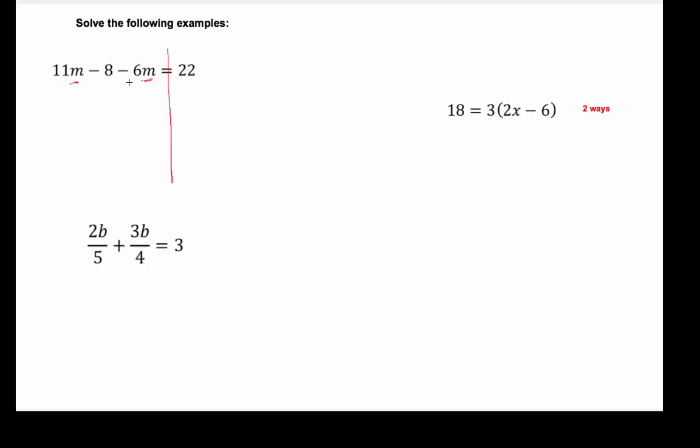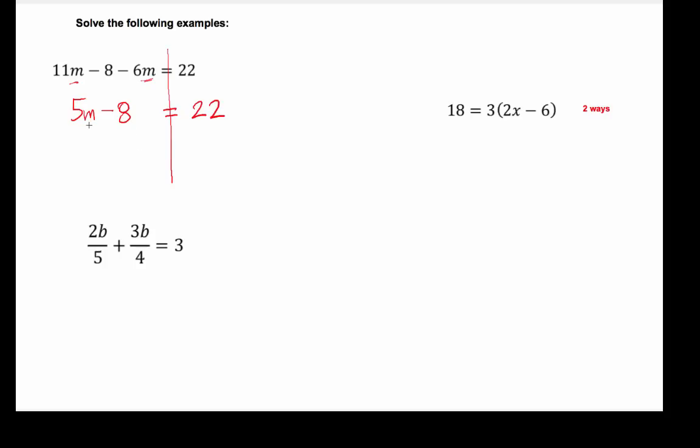We want to combine those two terms into one term. So we can take 11m minus 6m, and that would give us 5m. Minus 8, we didn't do anything with that. So our first step is to combine like terms. And when we combine like terms, we get 5m minus 8 equals 22. First step, slightly simpler equation.